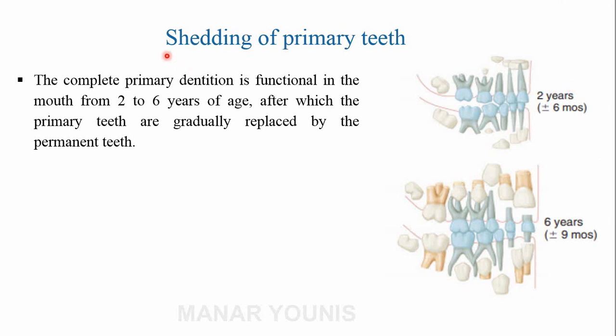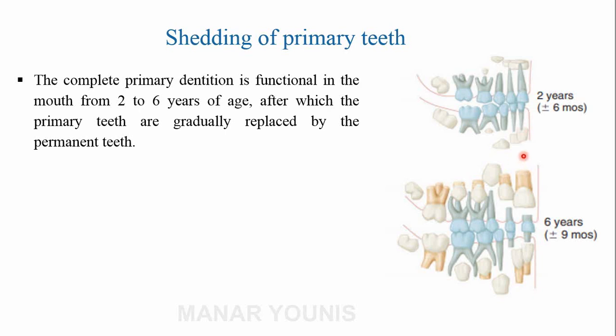The sequence of shedding is the same as that for the eruption. That's to say, the first primary teeth to be lost or shed or exfoliated are mandibular central incisors, followed by the lateral, then the maxillary central and maxillary lateral. Then primary first molars will be shed, then the primary canines, and finally primary second molars. So the sequence of shedding is the same as the sequence of eruption.